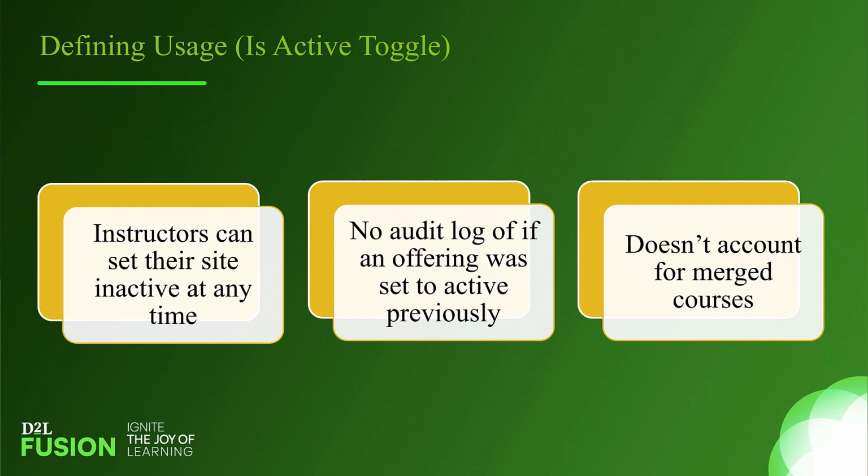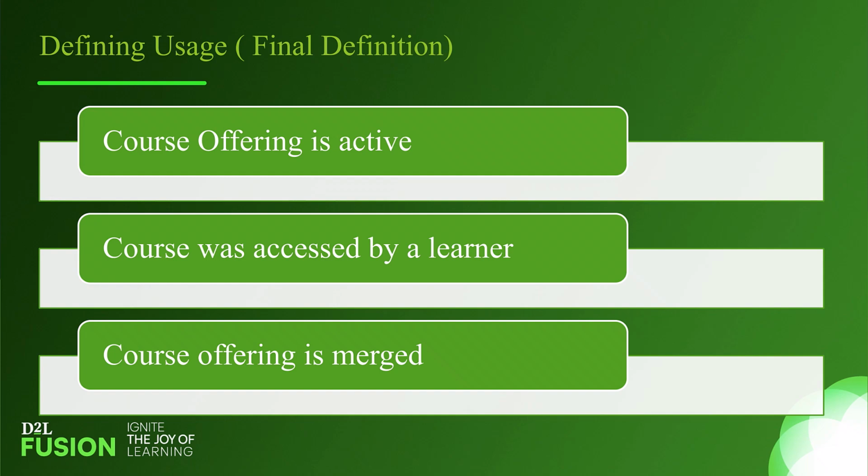I will now go over the final definition of usage that we came up with through discussion. The first criteria is the course offering is active. The second criteria is the course was accessed by a learner. And the third criteria is the course offering is merged. This criteria ensured that we captured sites that were active at some point and were used by students, and recognized the number of sections that have been merged into a single offering. I will dive into each of these in a moment.